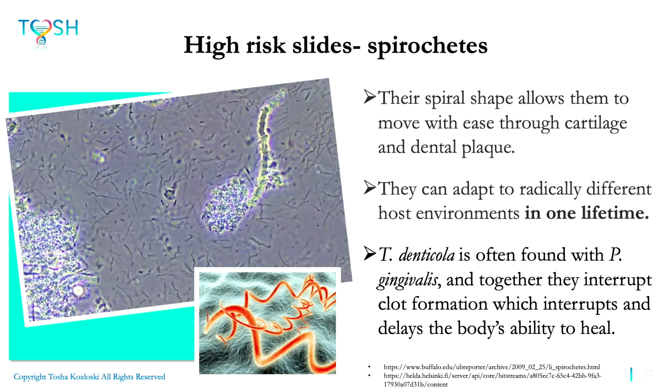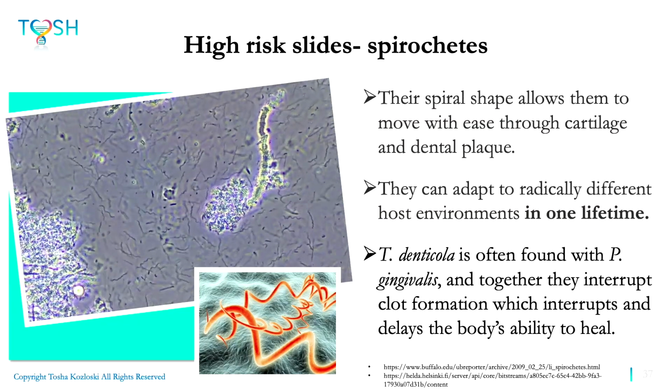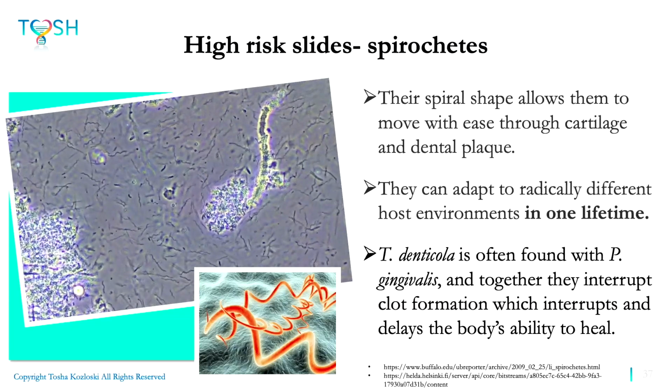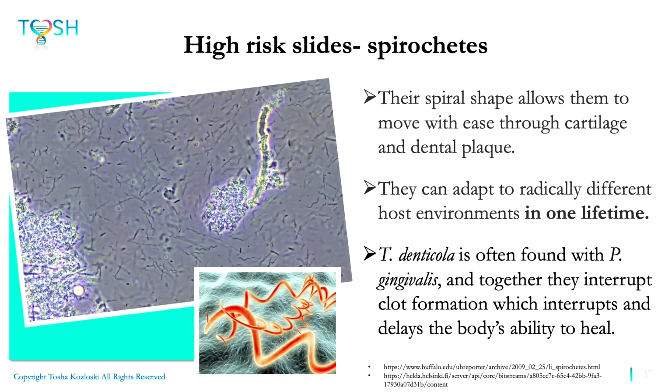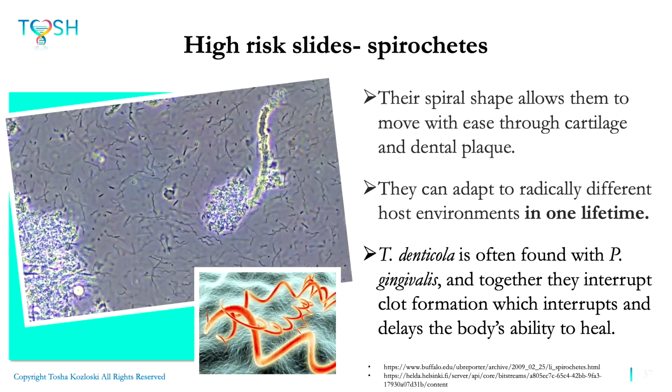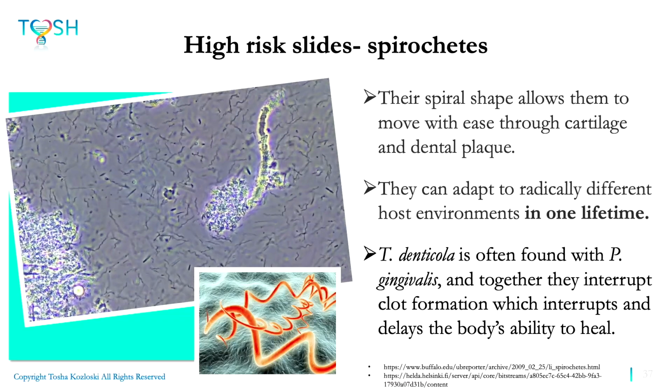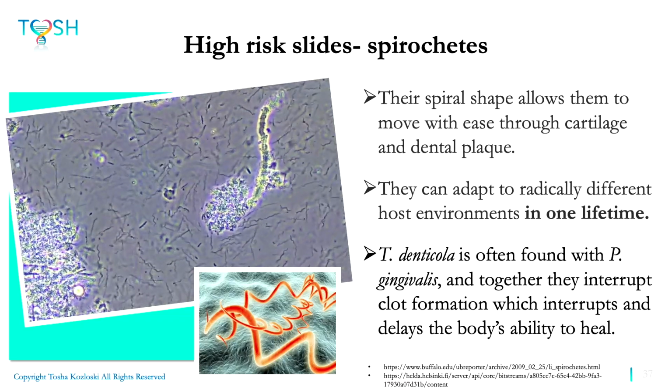When it comes to high-risk slides, there's lots of different looks to high-risk slides. So we'll start with my favorite, the spirochete. Being 60 spirochetes, all being pathogenic, that spiral shape allows them to not only move through plaque and saliva, but also through cartilage, very easily. Spirochetes have the ability to live in multiple hosts in one lifetime.